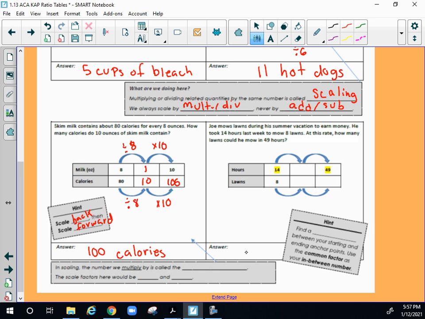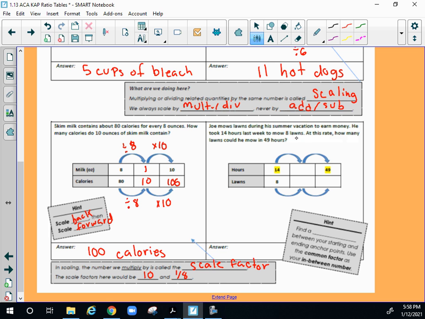In scaling, the number we multiply by is called the, y'all have already learned this, scale factor. Remember, the scale factor only is with multiplication. So in this case that we just did, our scale factors would be 10, and then it would be 1/8, because remember, division is the same as multiplying by the reciprocal. And we need to multiply, so our scale factor is 1/8.